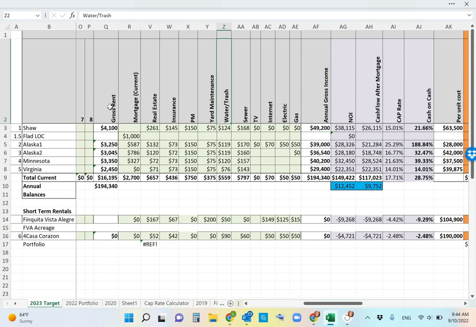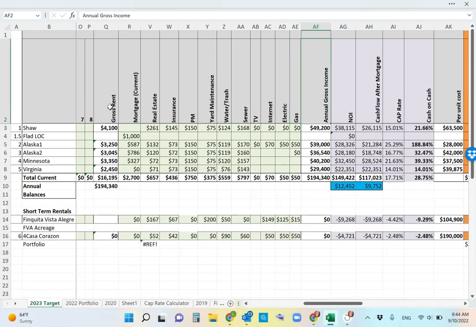So this, I record the monthly water and trash. Water and trash in St. Louis is quarterly. So I just take the annual amount paid and divide it by 12 to have a monthly amount. Sewer is monthly, and so I have that here. Generally speaking, these next 4 columns are not used, except for in a case in this line here, which is the Alaska number 1. I do have an apartment in that building where I am paying for internet, electric, and gas. And when I am not living in that apartment, I do rent it month to month to traveling nurses. So I include those expenses.